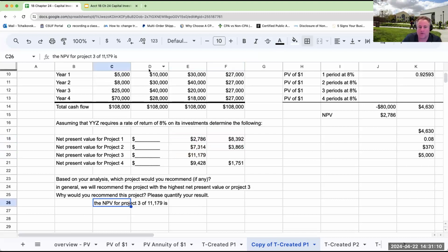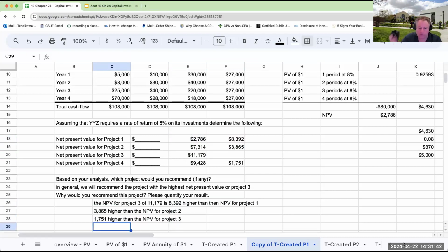So what we could say is that it is 8,392 higher than the net present value for project 1, 3,865 higher than the net present value for project 2, and 1,751 higher than the net present value for project 4.